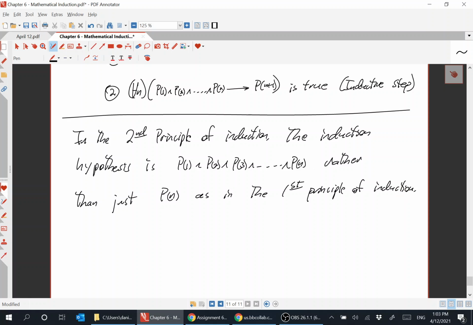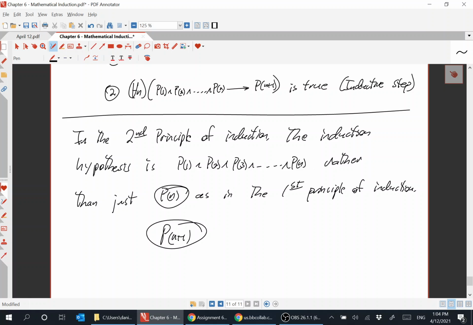In the first principle of induction, you assume Pn is true, and then you show that Pn plus 1 is true. In other words, step n plus 1 follows from step n. Step 3 follows from step 2. Step 4 follows from step 3. Step 5 follows from step 4. Step 1000 follows from step 999. So on and so forth. Every step follows from the step before.